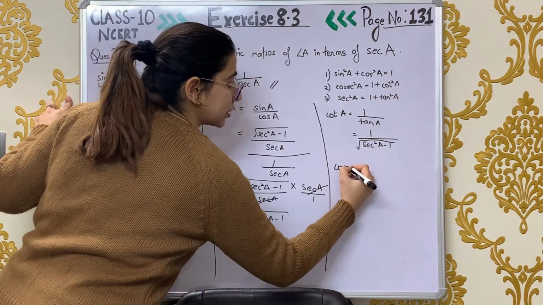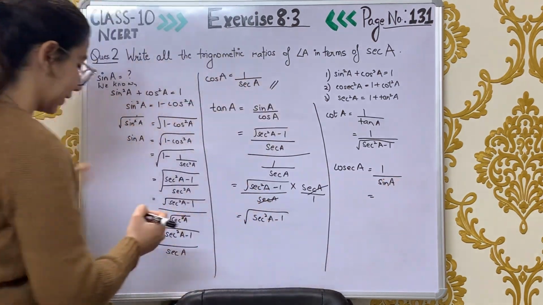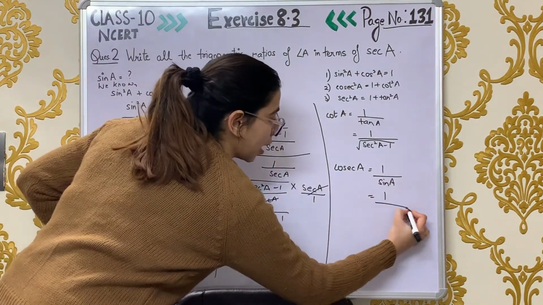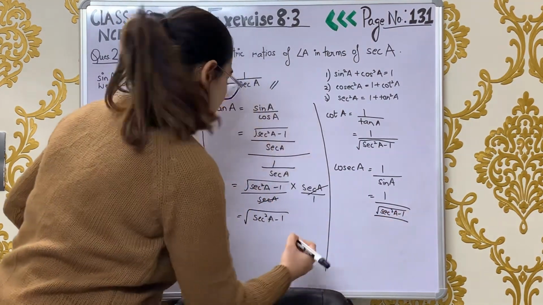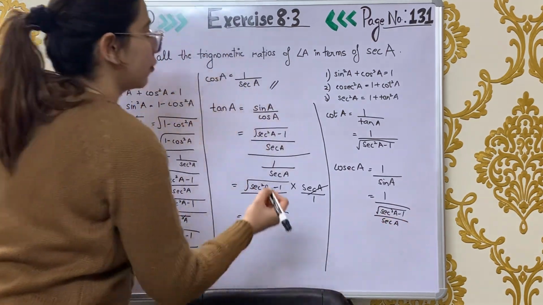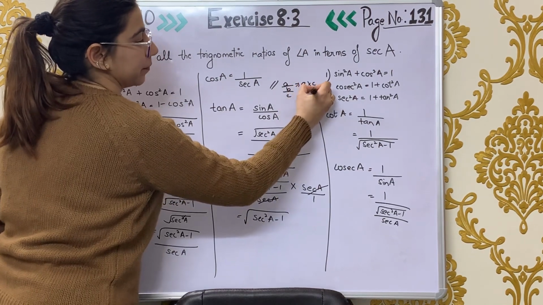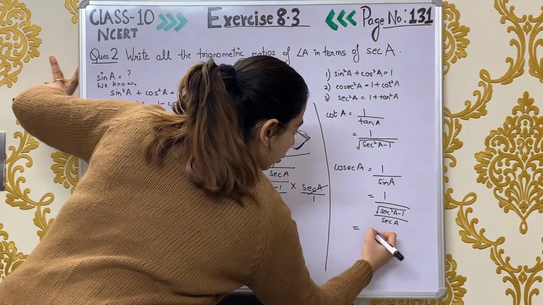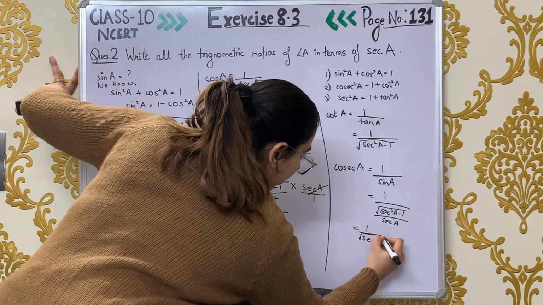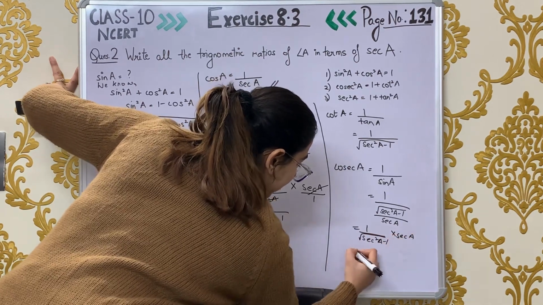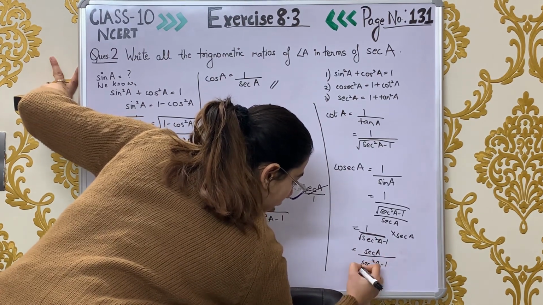And the last one is cosecant A. Cosecant A is the opposite of sin A. And what was sin A? This. So let us write it as 1 upon secant square A minus 1 under root upon secant A. Now we know that A by B by C is nothing but A into C by B. So let me write it that way. It comes as 1 into secant A upon secant square A minus 1 under root. And that is our answer.